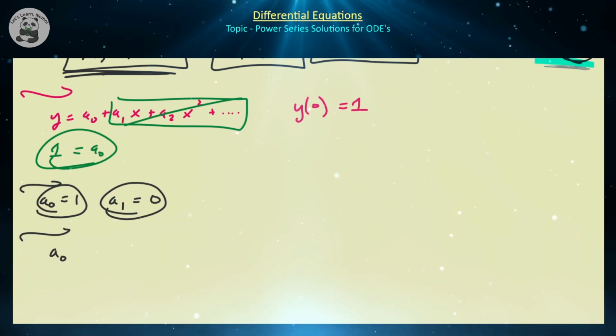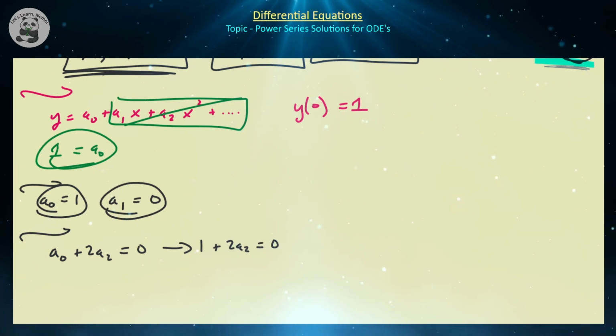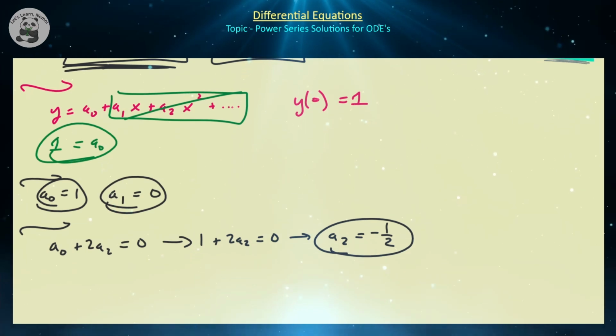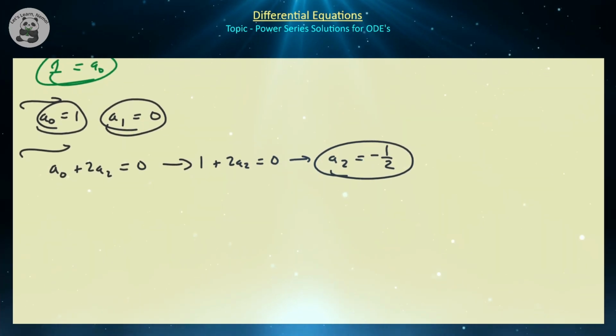We know that a0 plus 2a2 will be equal to 0, which means that 1 plus 2a2 will be equal to 0, which means that a2 will be equal to negative 1/2, right? So that's our a2. Let's go to our next sequence.